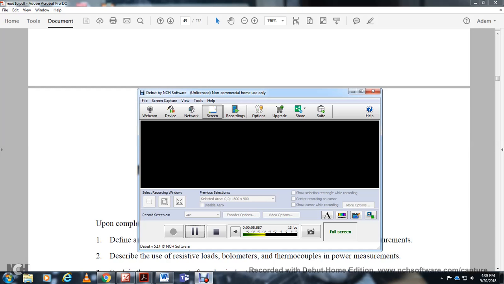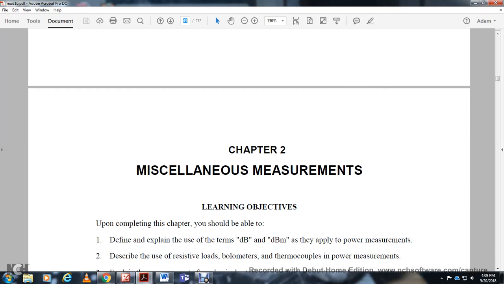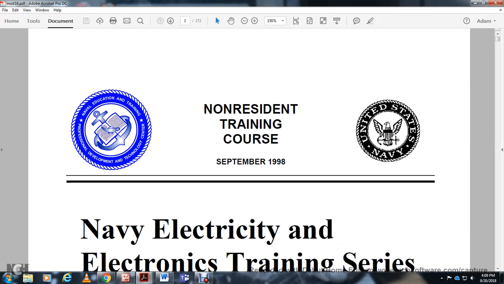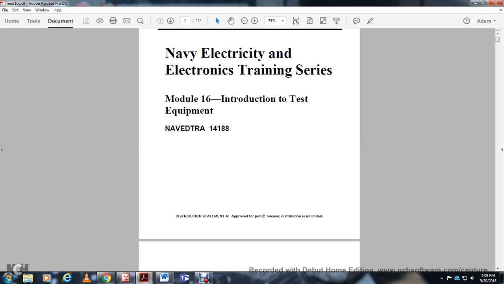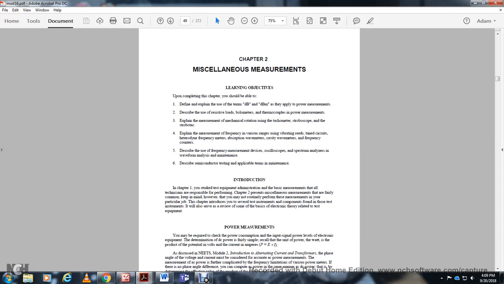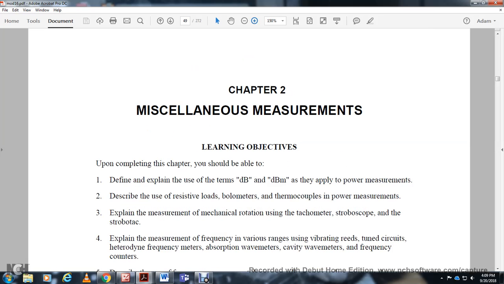Chapter 2, Miscellaneous Measurements. Non-resident training course, Navy Electronic Training Series, Module 16, Introduction to Test Equipment, NAVEDTRA 14-180. Distribution for public release, distribution is unlimited. On to Chapter 2, miscellaneous measurements. All right, miscellaneous measurements.